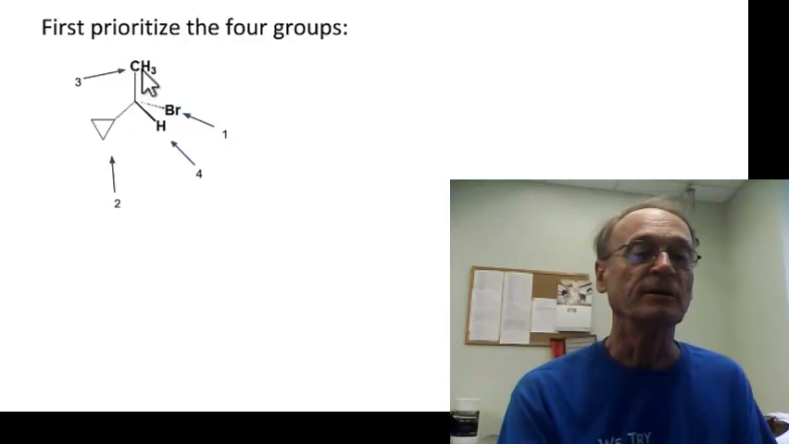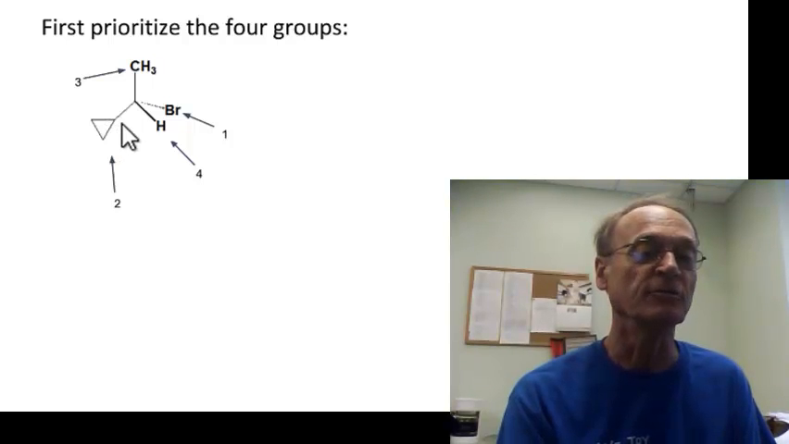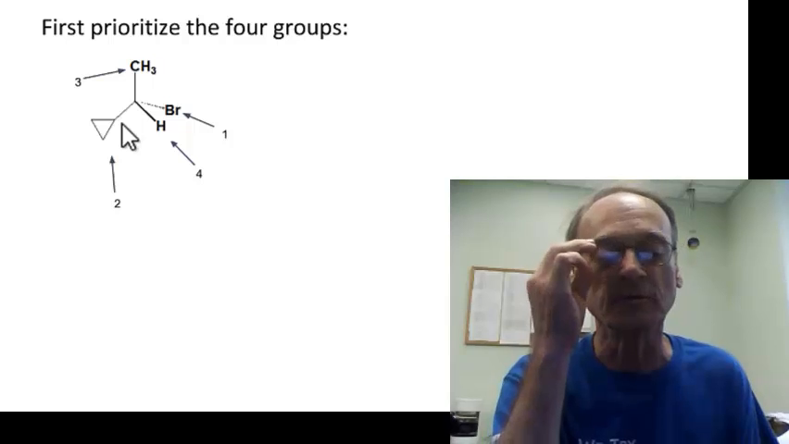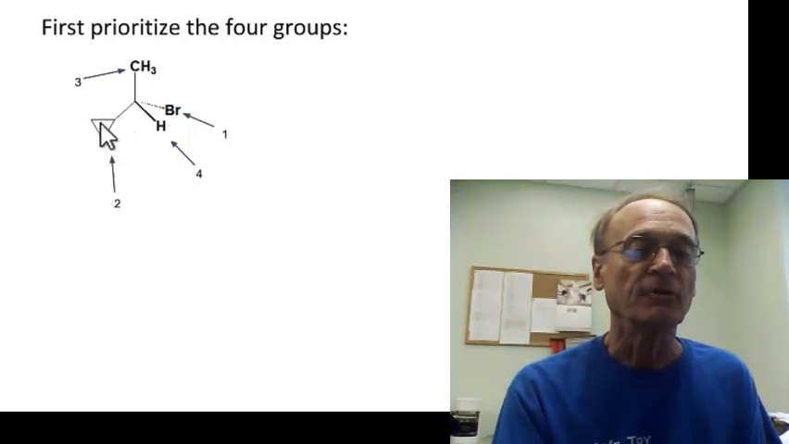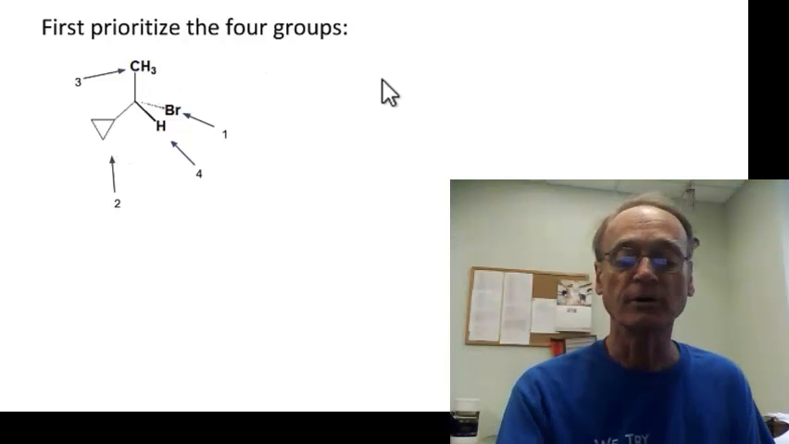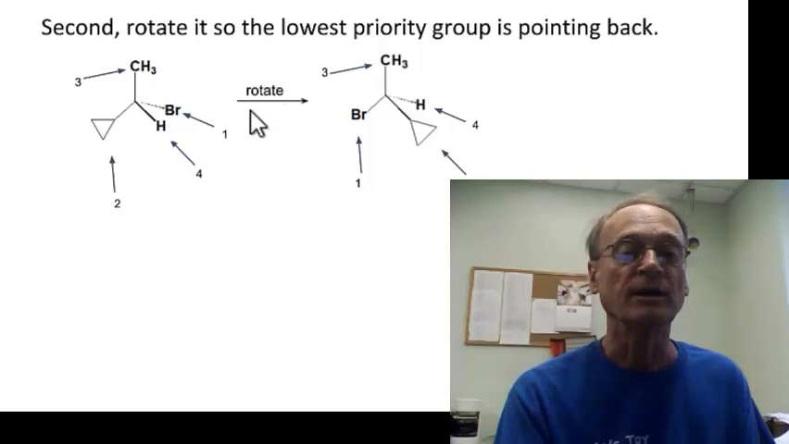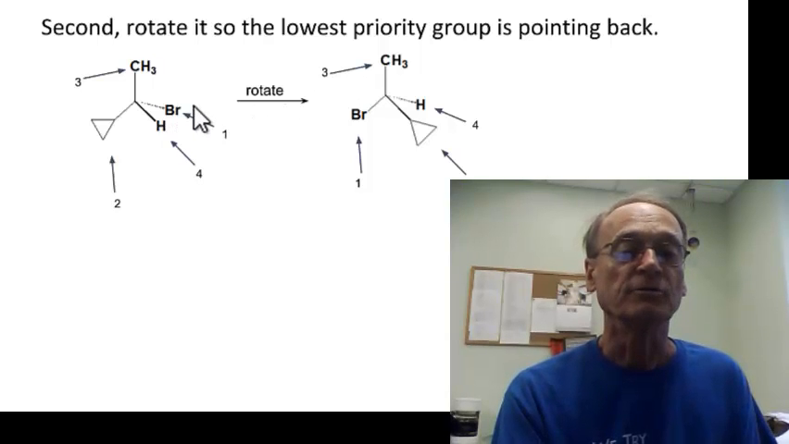Well, this one is a carbon with 3 hydrogens on it. This is a carbon with 1 hydrogen. Don't forget there's a hydrogen at that carbon, in those polygon figures where the hydrogens are sort of hidden. But it also has 2 carbons on it. So this carbon is higher priority than that carbon is. So that's group number 2 and that's group number 3. So there's the priorities. Then we're going to rotate it so that the hydrogen goes to the back.